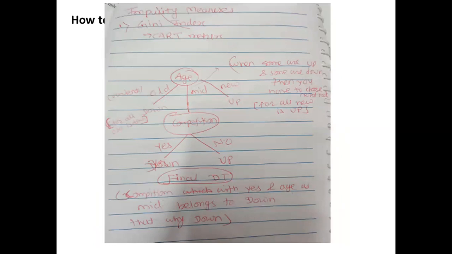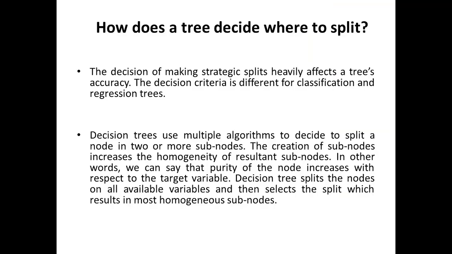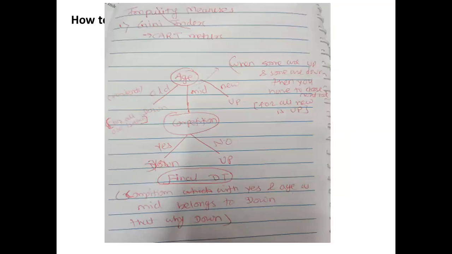So this is the final decision tree. Here no attribute comes with different values, so no next splitting or next attribute will be considered. If some attribute had been considered, as if for competition with yes some were down and some were up, then at that time you would have to consider the next attribute, that is the type attribute, but here we don't have to consider that. So here is the final decision tree for your given data set.